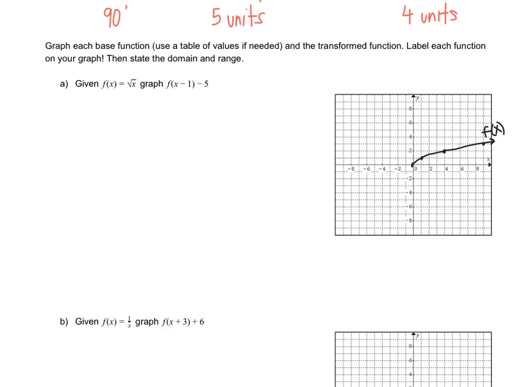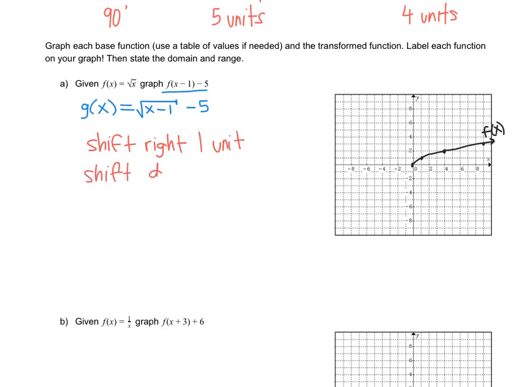Now I'm actually going to look at my transformations. I am applying f at x minus 1 minus 5. And again, I'm going to write g of x for the transformed function. X minus 1 is inside the bracket, so that's what will go under my square root. And then minus 5 will go outside. I am going to list my transformations just from my knowledge, even though the question doesn't ask for it. We are shifting to the right 1 unit. And we are shifting down 5 units.